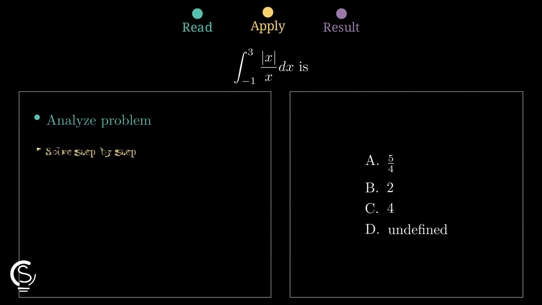Evaluating these gives -1 plus 3, which equals 2. Option B is correct. You mastered this absolute value integral problem. Great job!